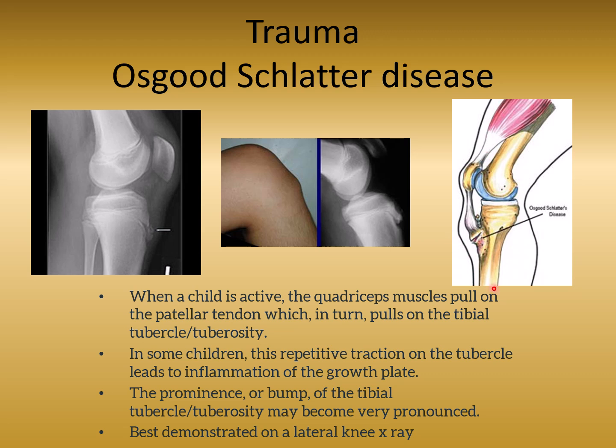Continued stress on that tendon will put stress on the actual tibial tuberosity. In some cases the tibial tuberosity can be torn away from the bone. It says here that in some children, this repetitive traction on the tubercle, or the tibial tuberosity, is what they mean, leads to inflammation of the growth plate. The prominence or bump of the tibial tuberosity may become very pronounced, and it's best demonstrated in a lateral knee x-ray. So that's Osgood-Schlatter disease.